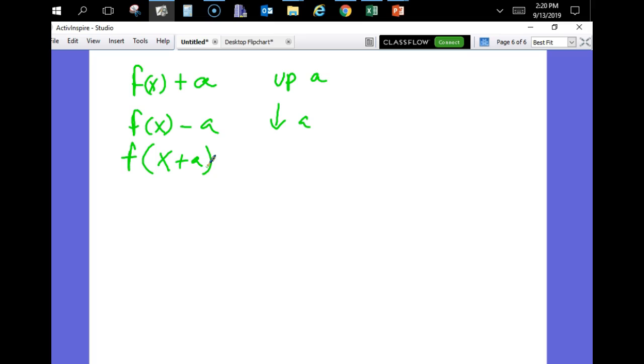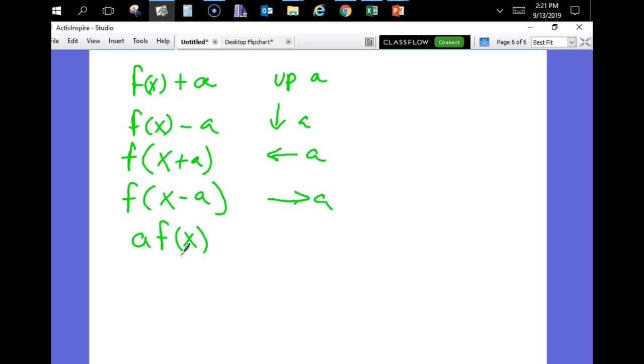Let's see. Patrick. What does that mean? Very good. That means you go left A spaces, and this one means we go right A spaces.